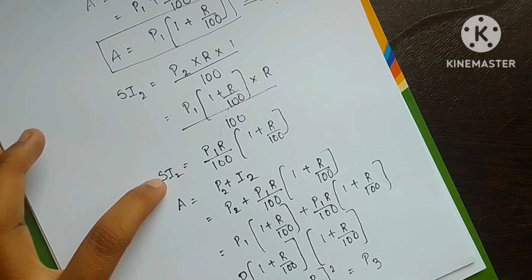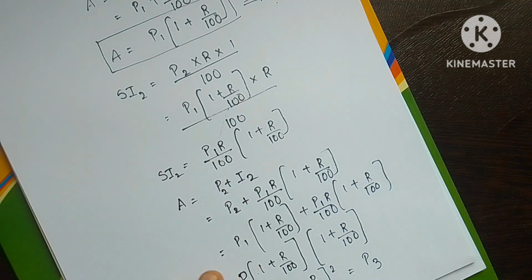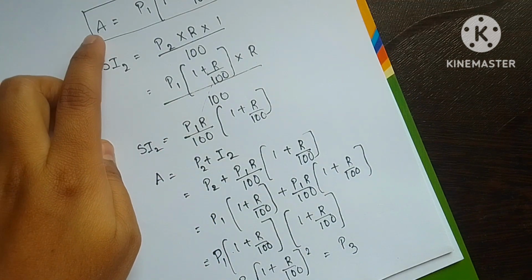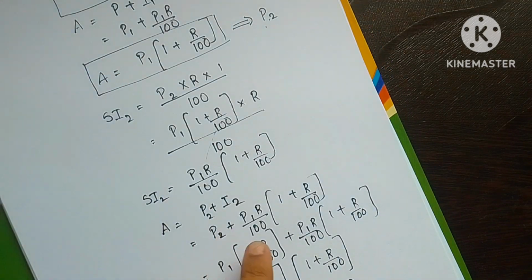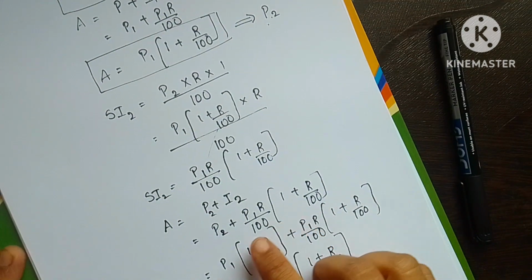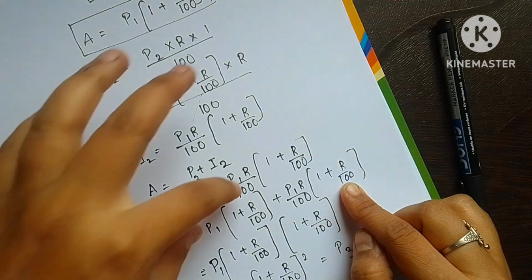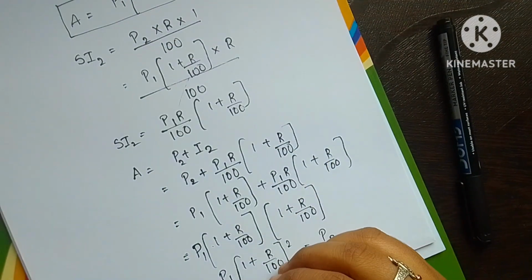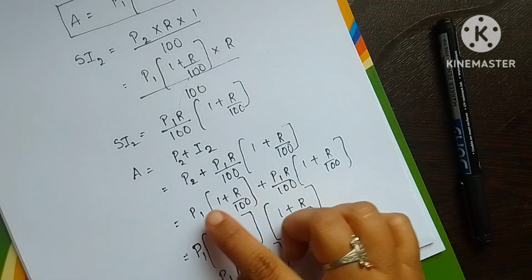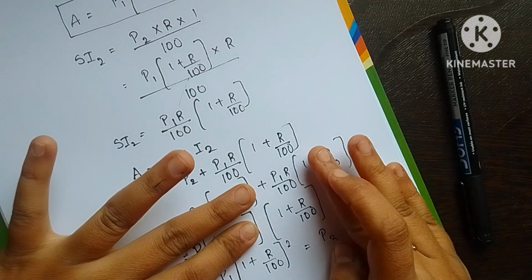After calculating the simple interest for the second year, we have calculated the amount. Amount is principal plus interest. P2 is the second year principal. What we have got: amount is equal to this one, and I2 we have got here. So how have we taken the common? Here in P2 there is 1 plus R by 100, and here also 1 plus R by 100 is there. So I have taken 1 plus R by 100 out as common. P1 is also common, so I have taken P1 too.